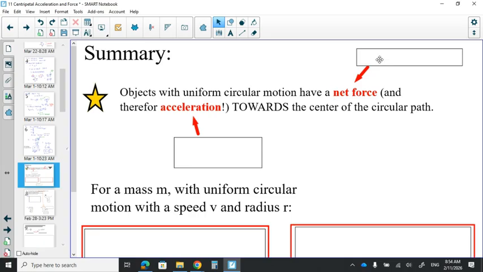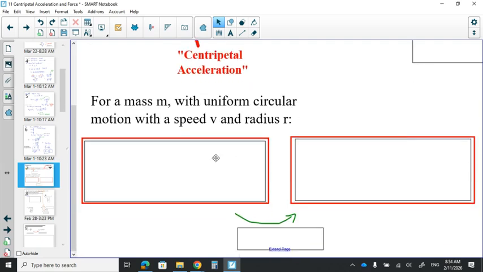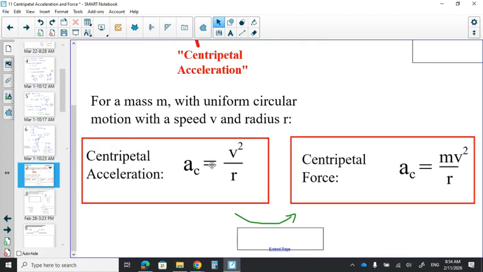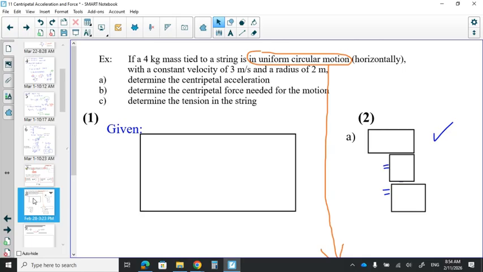Our summary is that all objects in uniform circular motion have a centripetal force and a centripetal acceleration. The centripetal acceleration is v squared over r, and the centripetal force is mass times that acceleration, mv squared over r. Okay, so that is your new equations.